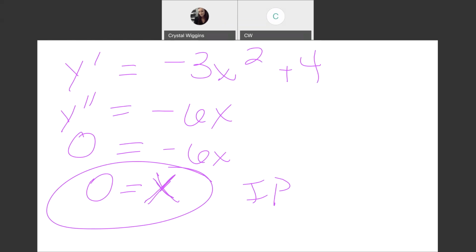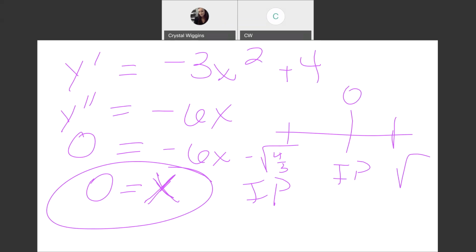We have an inflection point at 0, so we have to mark that on our grid. Inflection point. So we need to take other test points. So if I'm looking at this, here's 0 now marked as an inflection point. We have -square root of 4/3, which is approximately -1.15, and a positive square root of 4/3, same number but positive. So we're going to need different test points now.